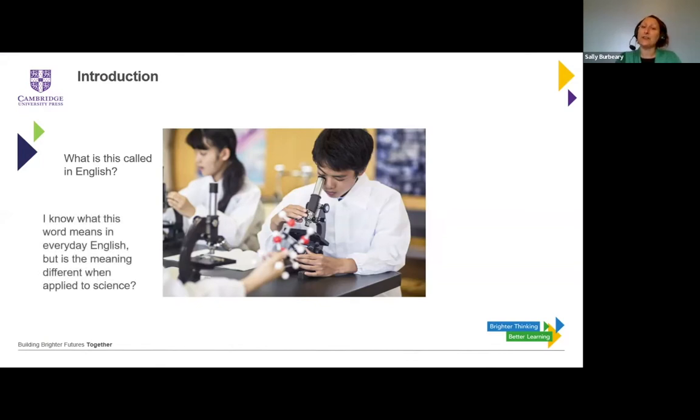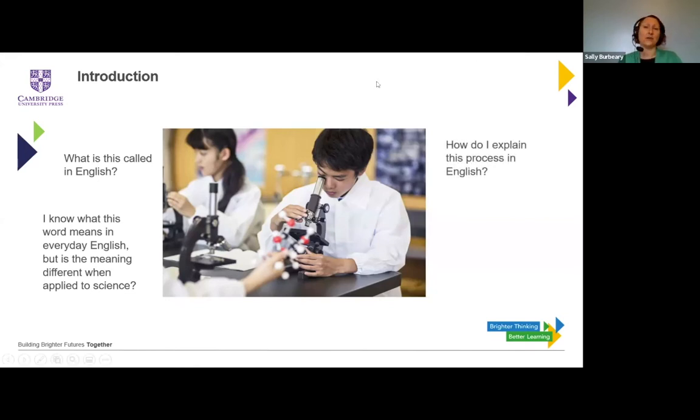Also, thinking about vocabulary, sometimes students know what these words mean in everyday language when we're generally communicating, but potentially they've got a very different meaning in the area of science. So what does it actually mean in the context of science?